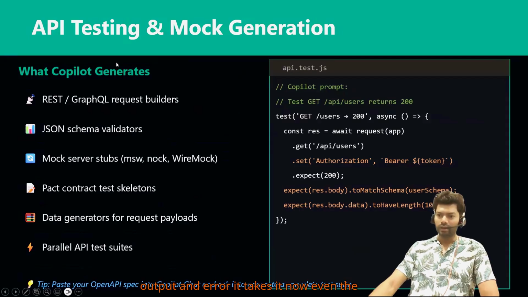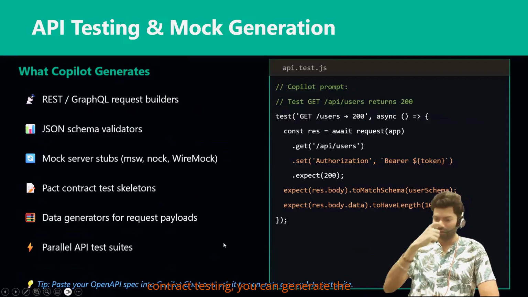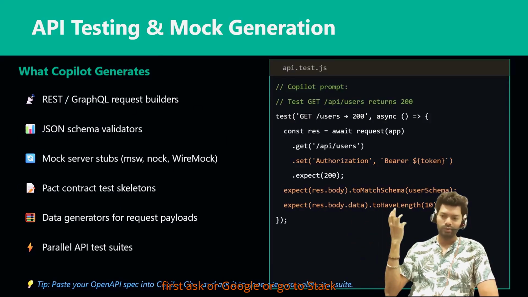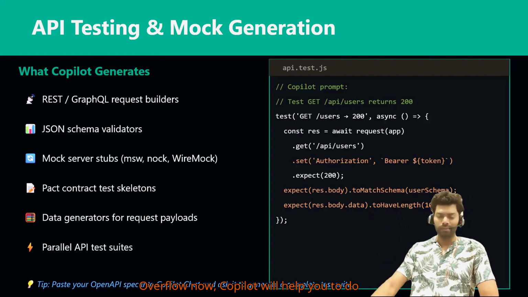Coming to API testing and mocking, you can simply generate your Rest Assured code. You can have a JSON schema validator. You can do mocking. You can use Pact for contract testing. You can generate the data. You can do parallel API test runs. So there is all of that. Anything you used to ask or Google or look up on Stack Overflow, now Copilot will help you do that, and you just need to review if it has made the right code for you.